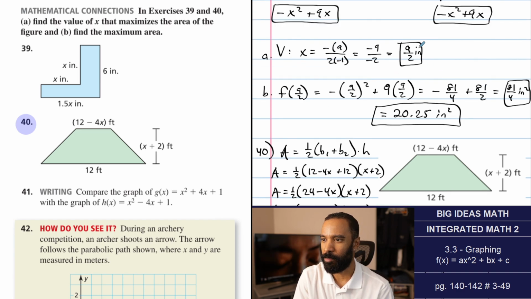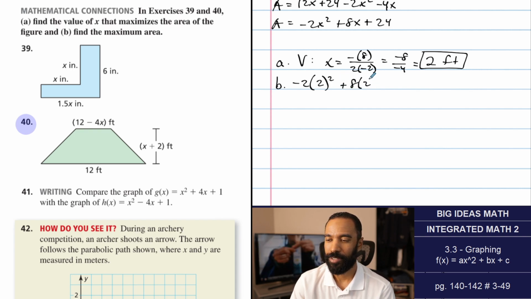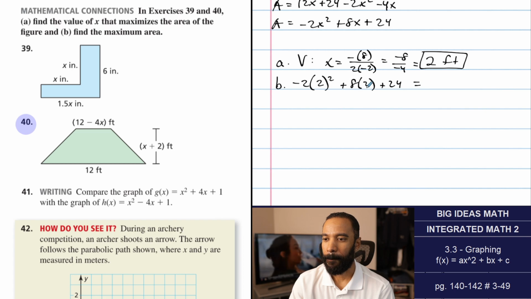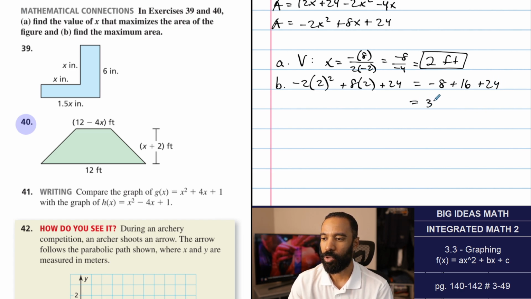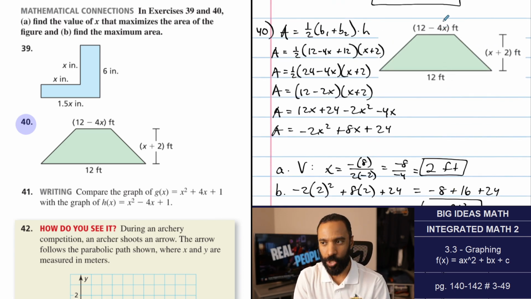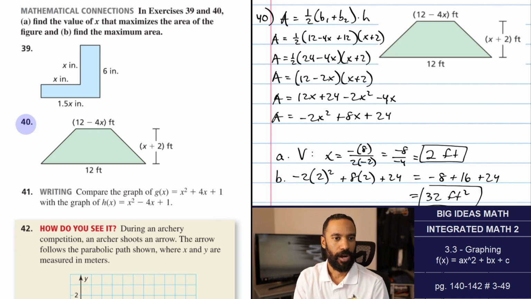Oh no, the first one had ugly numbers, didn't it? Never mind. This one's good for it though. I assume 32? We'll see if that's what it is. Did I say 32? I can't remember anymore. Okay. 2 squared is 4 times negative 2 is negative 8 plus 16 is 8 plus 24, yeah, 32. So 32 square feet. That's the maximum area we can get if we have 2 for x. Any other number for x wouldn't maximize it, or it might not be a trapezoid. All depending on what you're doing.